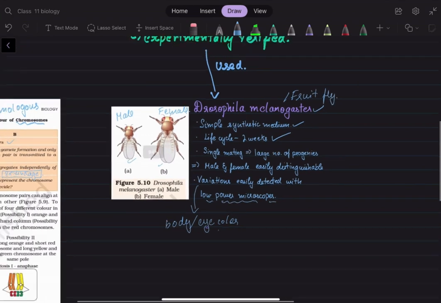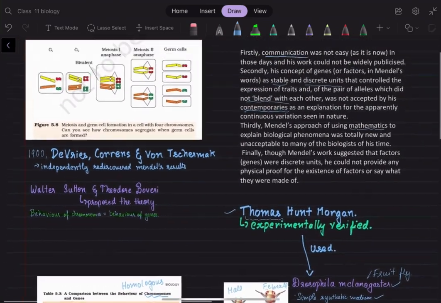So these were a few points that you had to know about the chromosomal theory of inheritance.